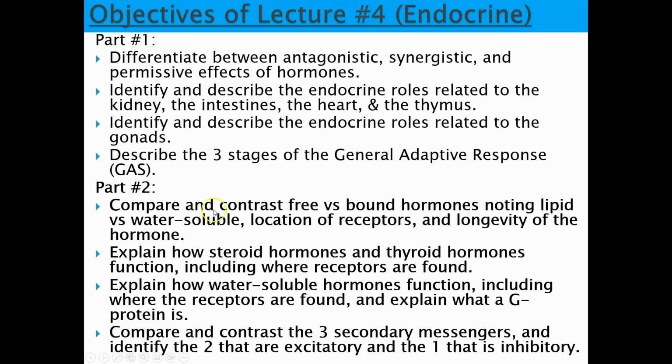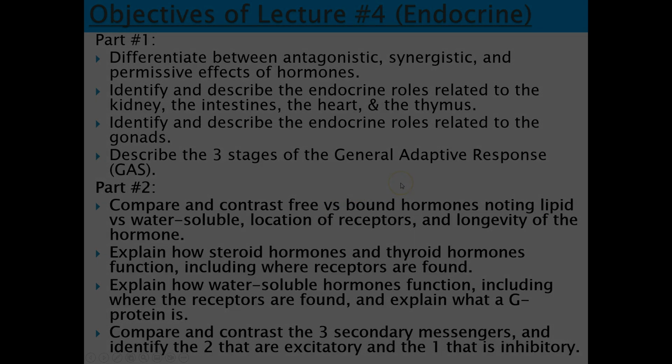As you can see, part 2, we're really just focused on the lipid soluble versus water soluble. So really understand these objectives. They are super important here to really note. But as usual, I don't cover these. Feel free to pause it here if you want, but we're going to get into the lecture content.